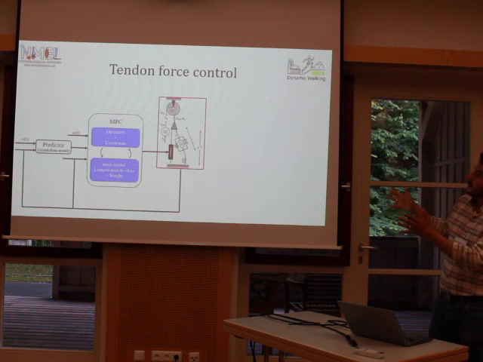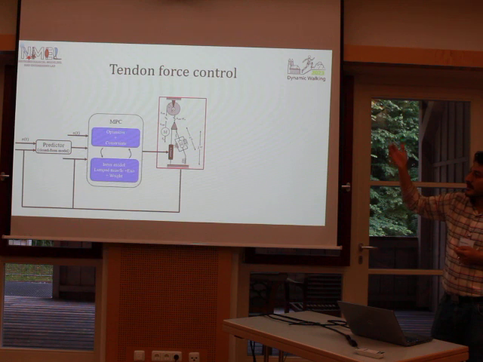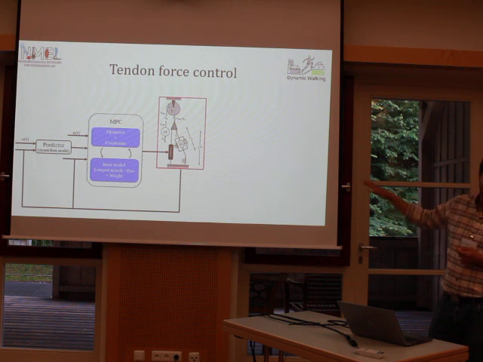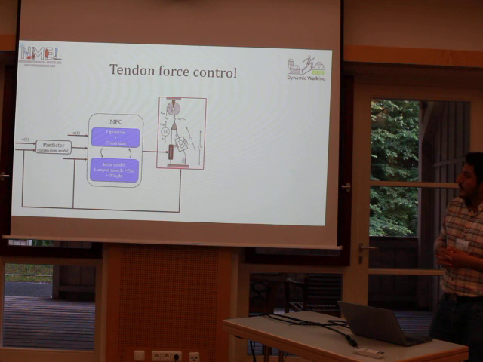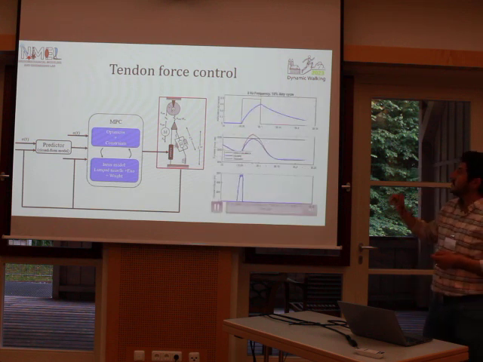So this is the structure of the controller. We have a predictor that predicts whether or not we're going to exceed the limit of the tendon force in the future. If no, the MPC wouldn't be active. If yes, it would get enabled and control the actuator. These are the simulation results.